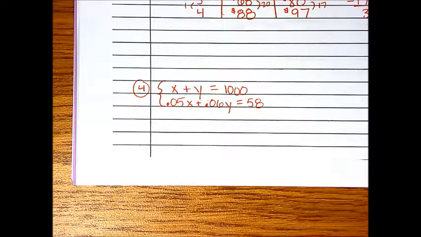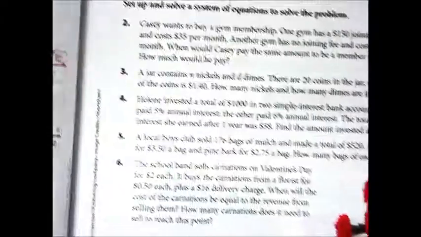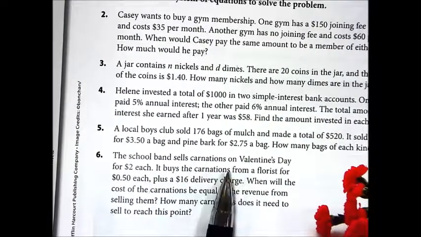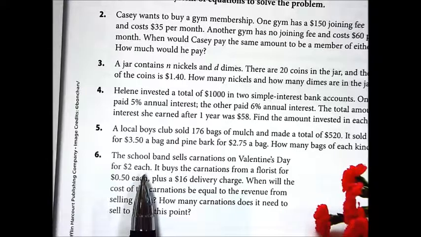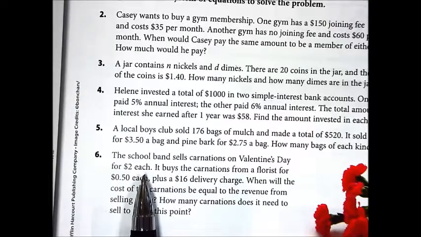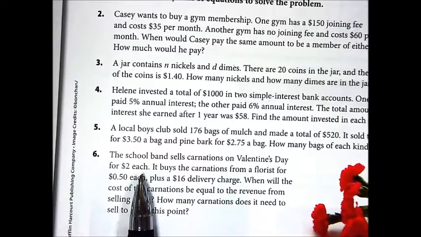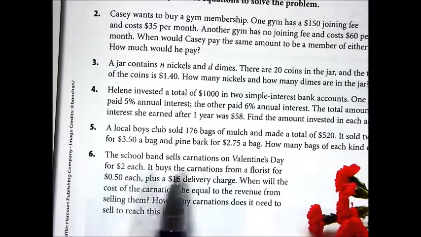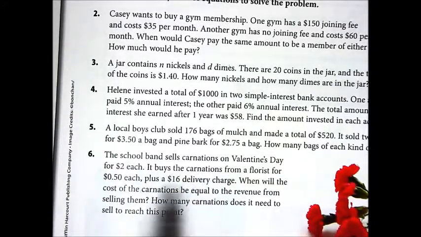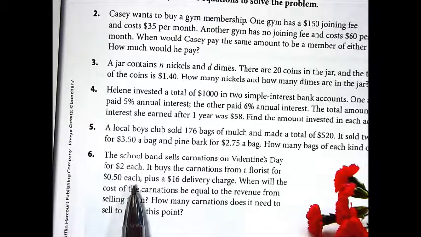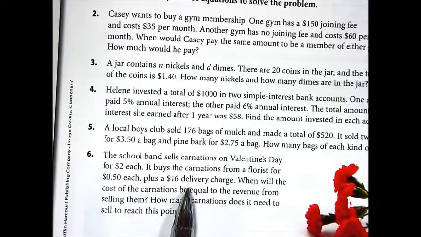Okay, and then on number 6, I want you, again, help each other out if you have to. Think about it. It doesn't necessarily have to be slope-intercept form. Okay, think about what you could do as your 2 equations. Like for number 6, I'm not going to write this one out for you. Okay, but the school band sells carnations on Valentine's Day for $2 each. Okay, guys, there you go. Y equals 2x. They sell carnations for $2 each. Okay, it buys the carnations from a florist that charges them 50 cents each, plus a $16 delivery charge.